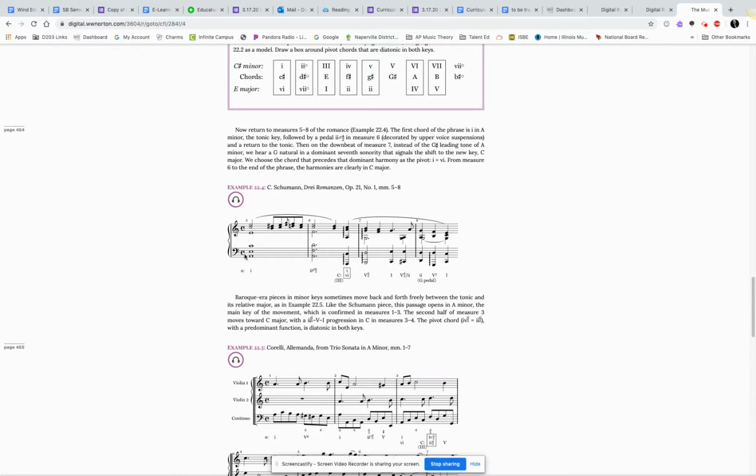So now let's return back to measures 5 through 8 here. And this is really, really interesting, because as we heard, we were in the key of A minor, and then all of a sudden there was this shift, right? And perhaps you don't remember. So let's just start off by listening to measures 5 through 8.